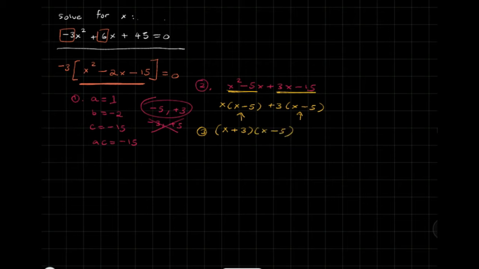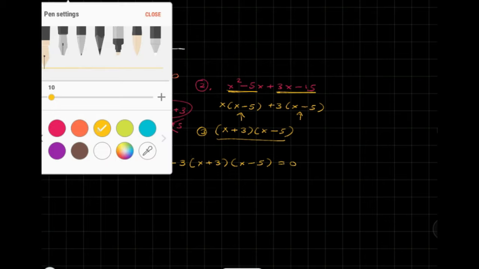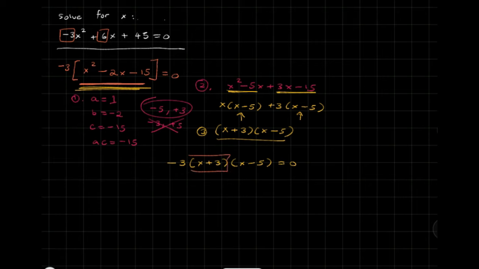Okay, and then what I'm going to do here is apply this factored form back into this portion of the equation. So now we're going to get negative 3 times x plus 3 times x minus 5 is equal to 0. And you still need to solve for x. So in order for you to solve for x, what you need to do here is figure out what value of x would make each factor 0. So I'm going to look at my first factor to the far left, and I'm going to let this factor x plus 3 equal 0. And this is pretty straightforward, you can actually just guess and check, but if I move the 3 to the other side, x is equal to negative 3.